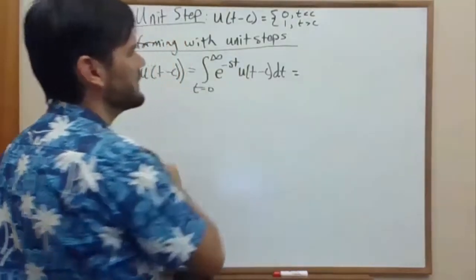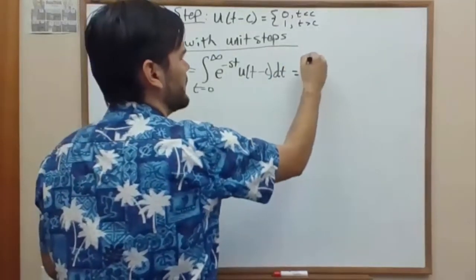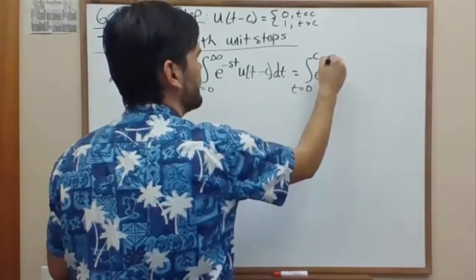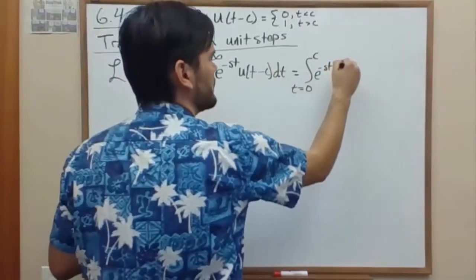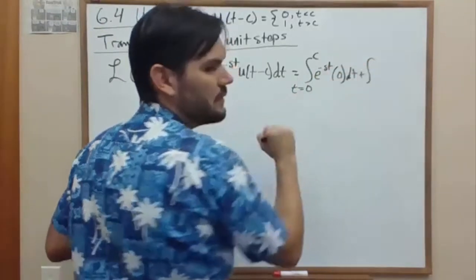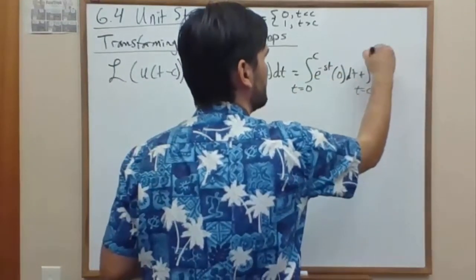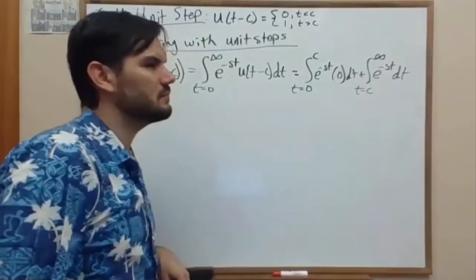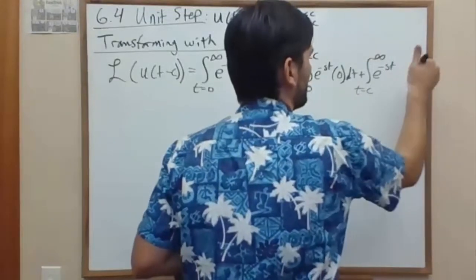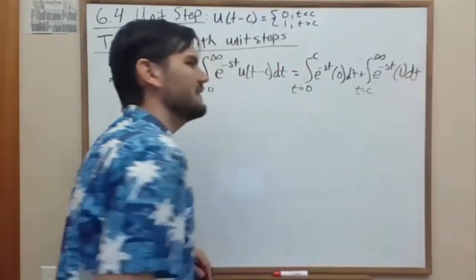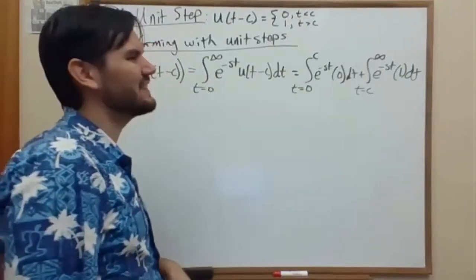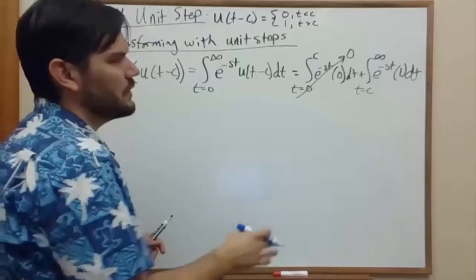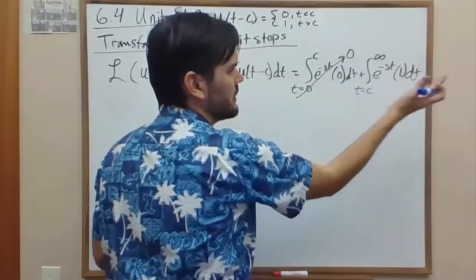So let's first break this up. To integrate from t equals 0 up to c, and here you get e to the negative st times 0 dt. And then if you integrate from t equals c to infinity, you have e to the negative st dt, times 1, sorry. There you go. e to the negative st dt, right, times that 1. And so we ignore the portion that is turned off. We could just integrate out. This is an exponential, integrate really nicely.